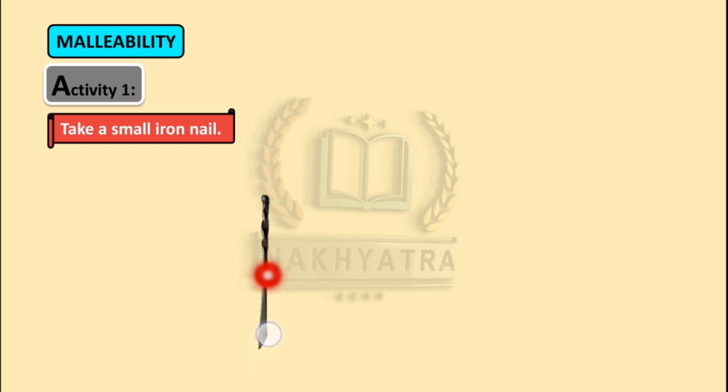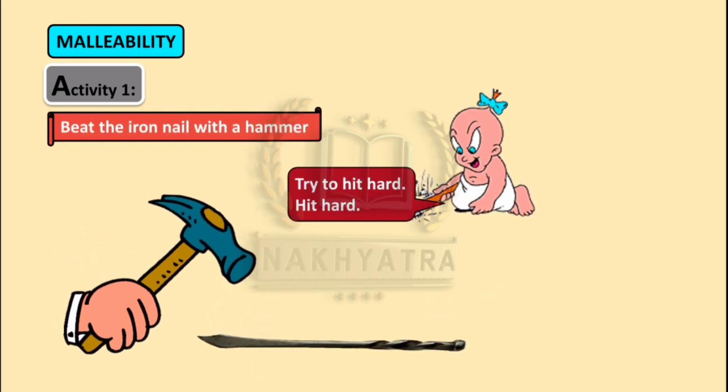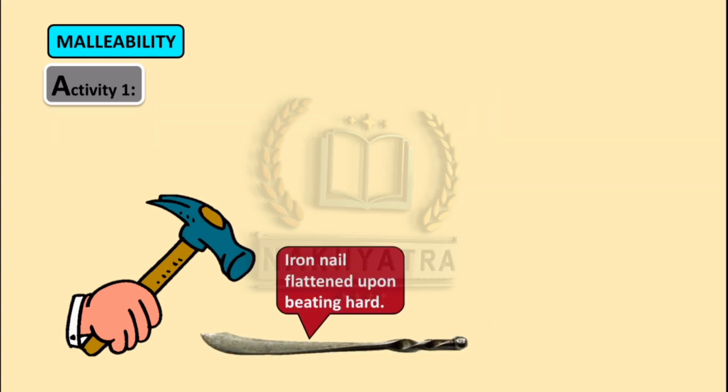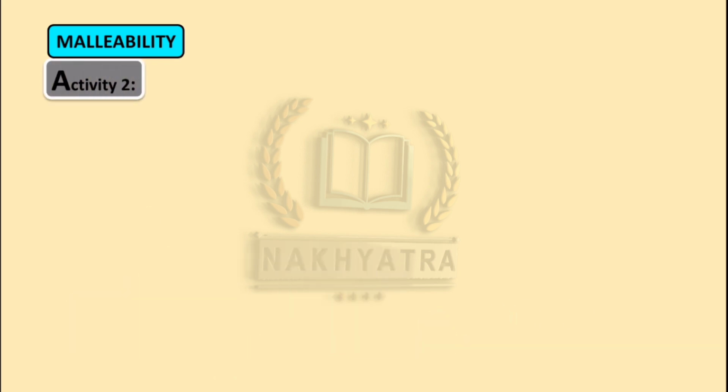This is a small iron nail. Now start beating this iron nail with a hammer. Try to hit it hard. As you can see, the iron nail flattened upon beating hard. So we can say that metals are malleable, because iron is a metal.